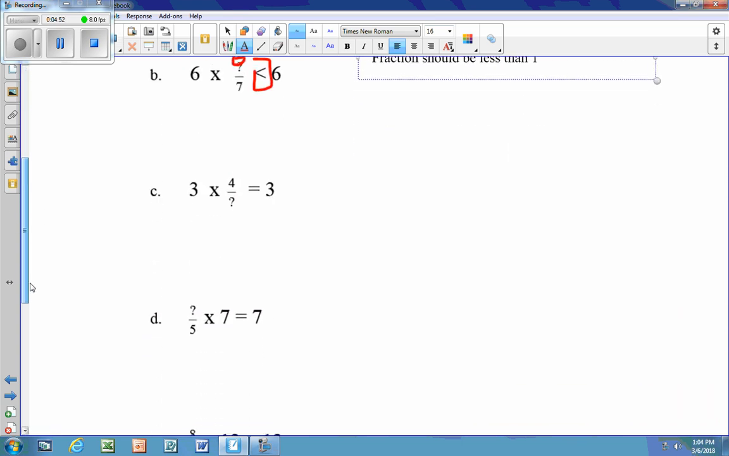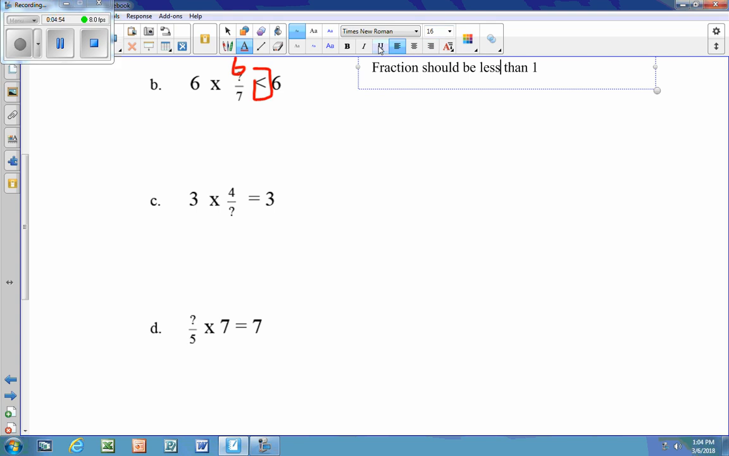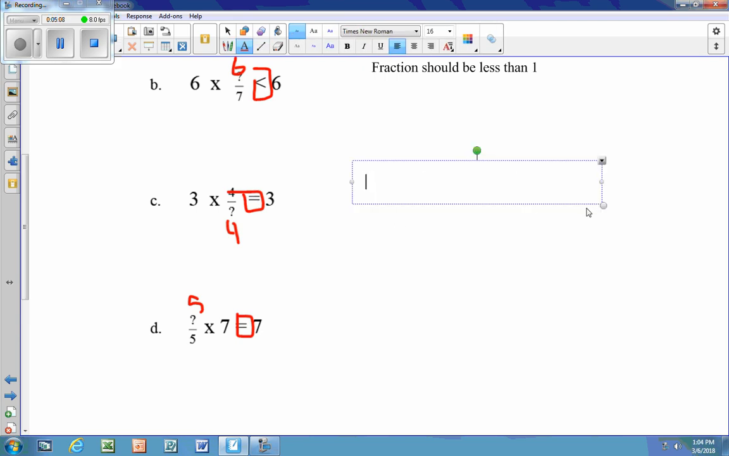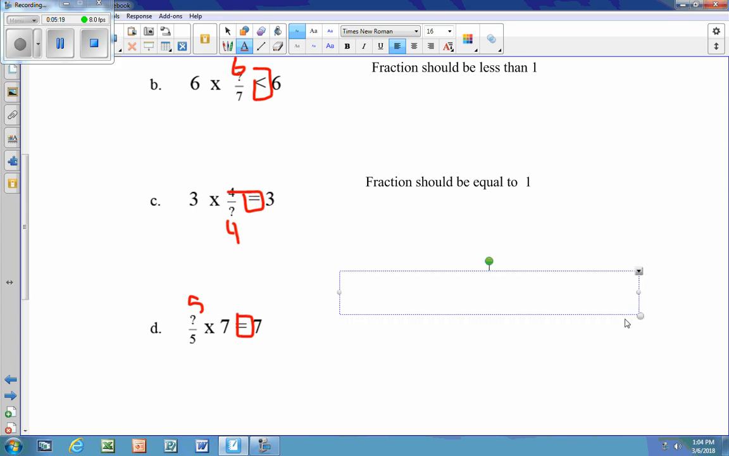So down here, these ones are equal. So that means I have to equal 1. So 4 over 4 and 5 over 5. And when we go to do this, we should say that the fraction should be equal to 1. And down here again, fraction should be equal to 1.